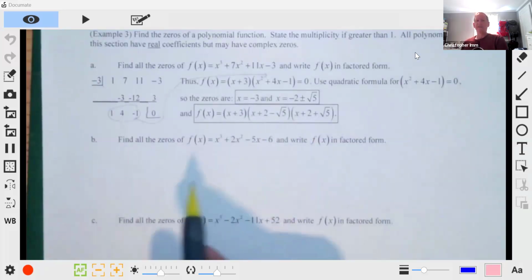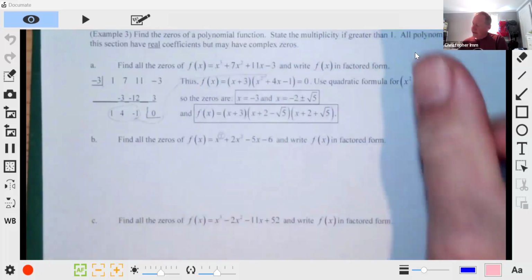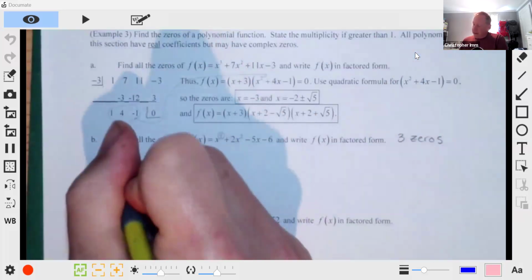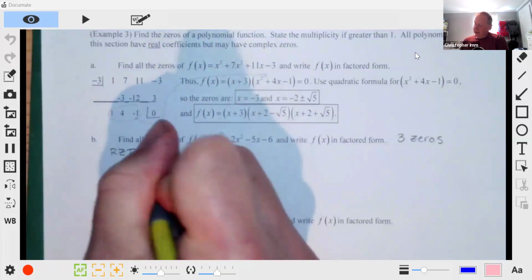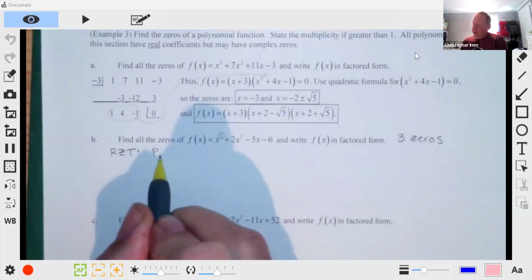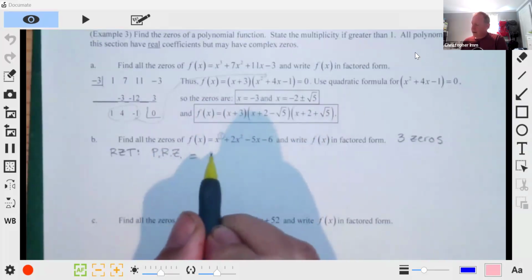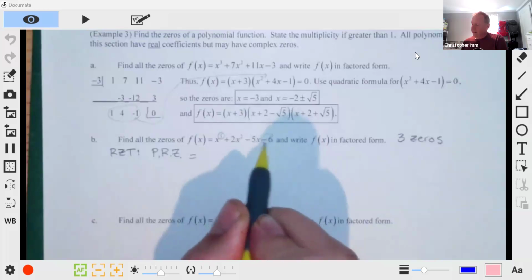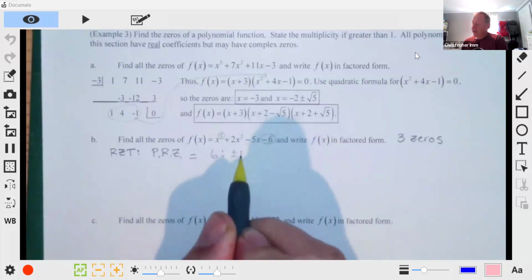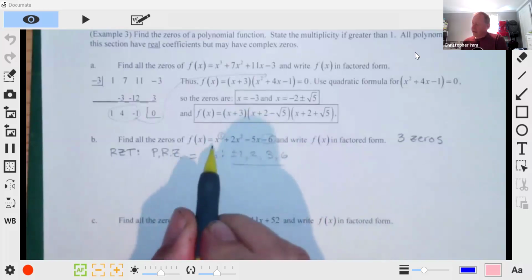Let's look at B. So I'm finding the factors of this polynomial. I note that it's degree 3, so I'm going to find 3 zeros. The rational zero theorem would say if the zeros are rational, so I'm going to say possible rational zeros, they're going to be equal to plus or minus the factors of that leading, or of that constant term. So 6 has factors of 1, 2, 3, and 6 all over the leading coefficient.